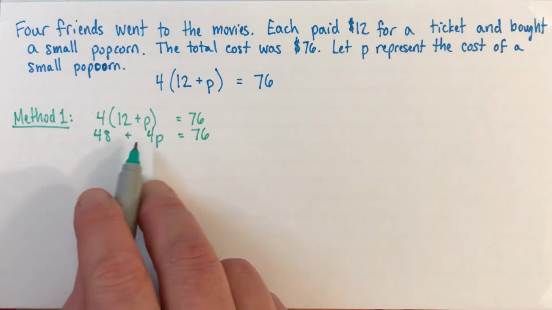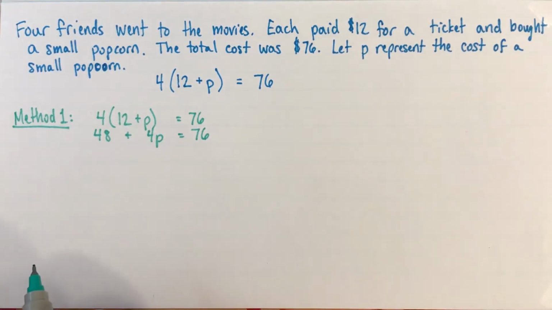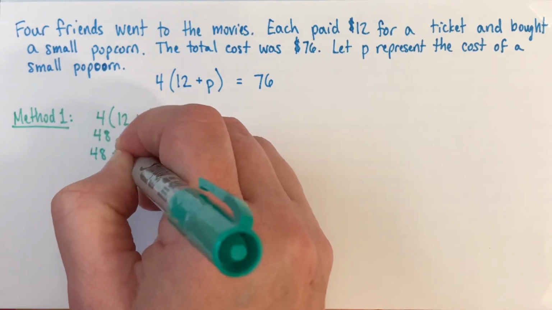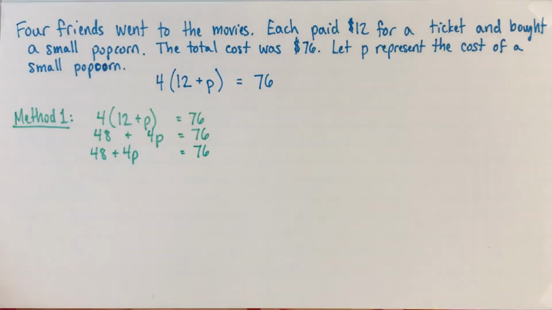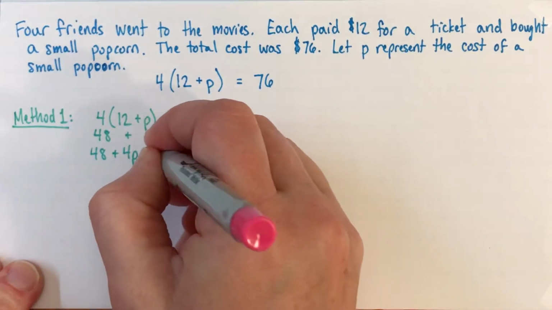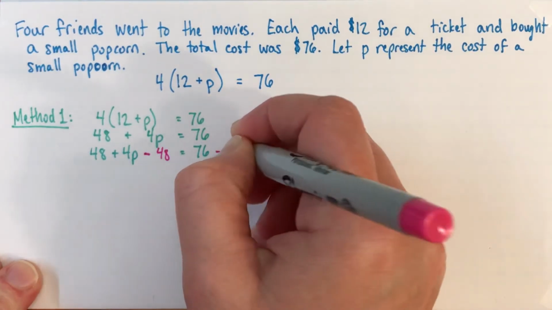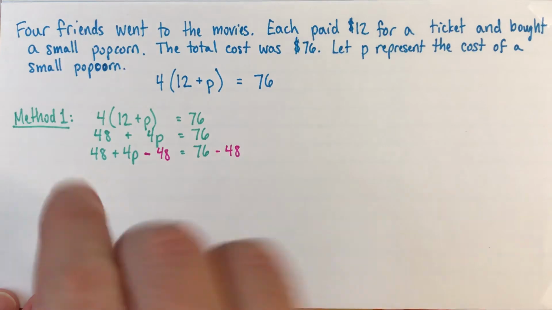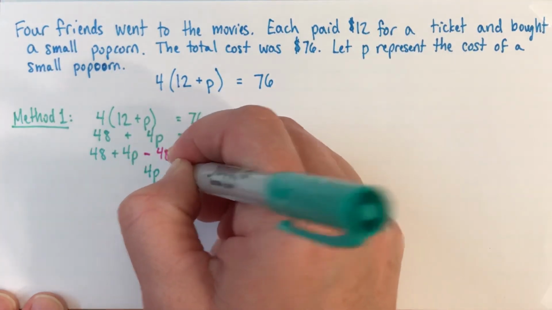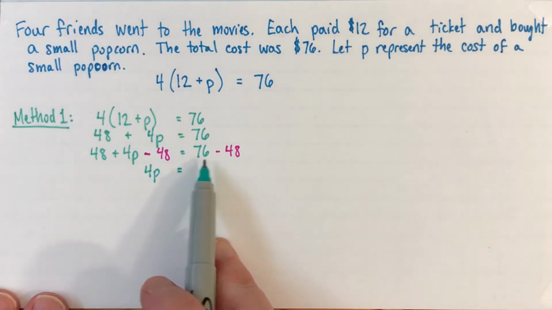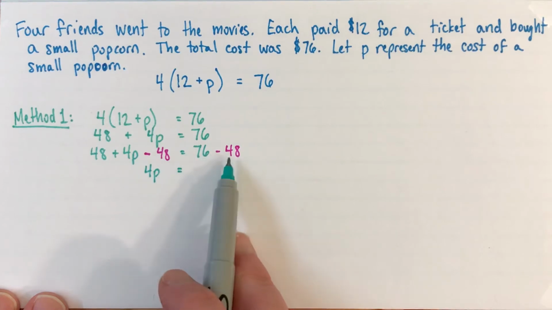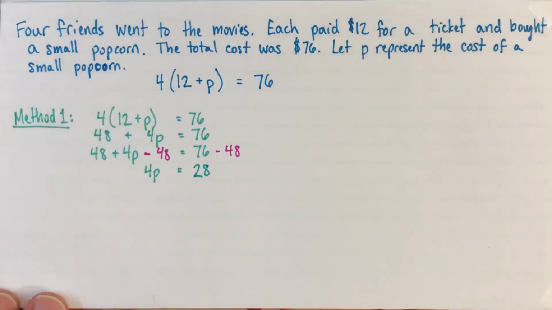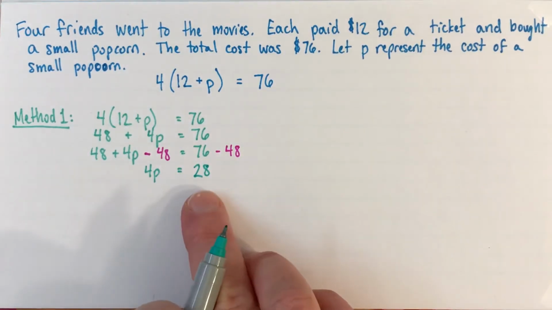All right, now we have 48 plus 4P is 76. So let's subtract 48 from both sides. So first of all, I'll copy what I have. And then I'll use another color to subtract 48. So on the left side, we've got 48, and we're subtracting 48, so that's 0. So all we're left with is 4P. And on the right side, if it was 76 and we were subtracting 50, we'd be down to 26. But we're not quite subtracting 50, we're only subtracting 48, so it's 28. Okay. And what this tells us, if we think back to the problem, is that the cost of 4 popcorns is $28.